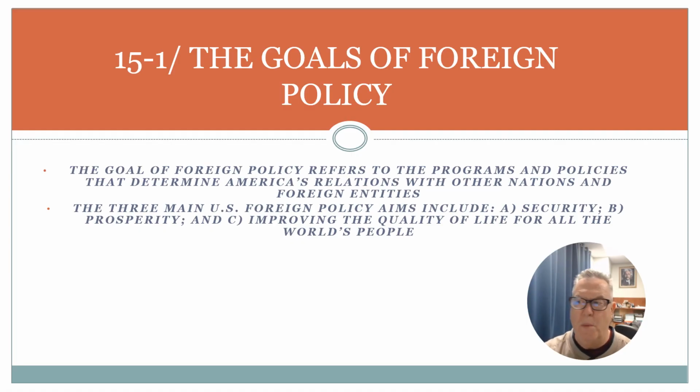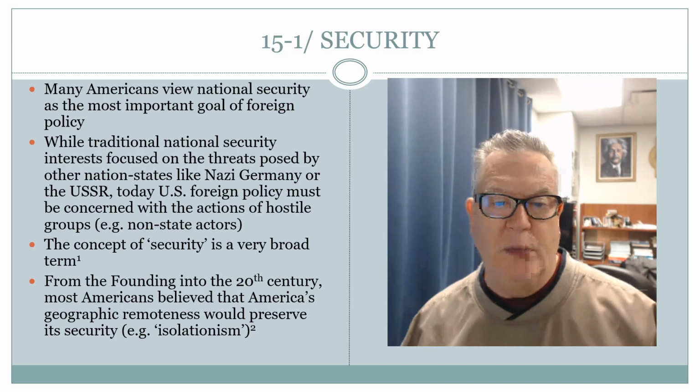So the goals of foreign policy refers to programs and policies that determine America's relations with other nations and with foreign entities. The three main foreign policy aims include security, prosperity, and improving the quality of life for all people. That's sort of the humanitarian goal. So let's jump into this one.